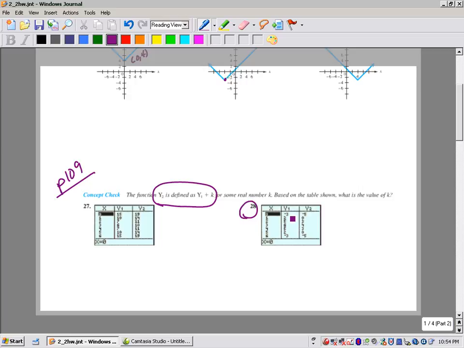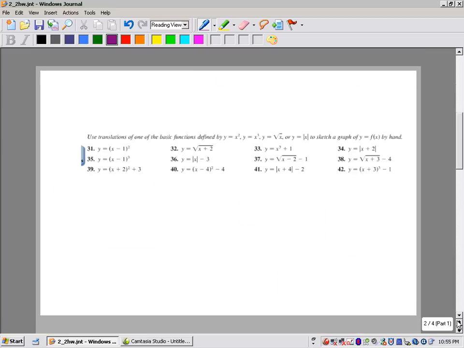But we're going from negative 3 to negative 5, 2 to 0, 5 to 3, 6 to 4. Every value in y2 is y1 reduced by 2 units. And so in this problem, our value of k is negative 2. In other words, y2 is y1 shifted down 2 units.